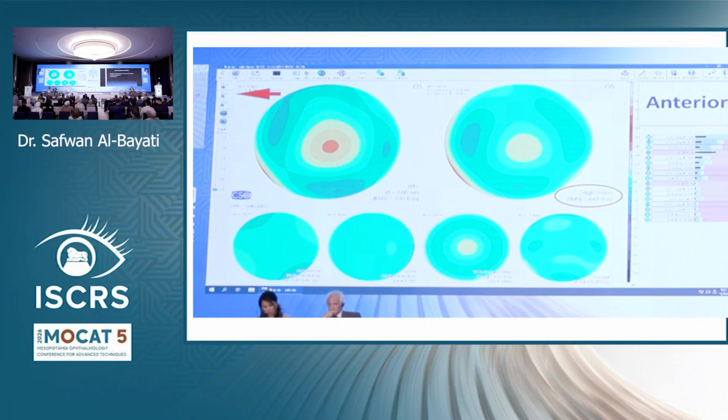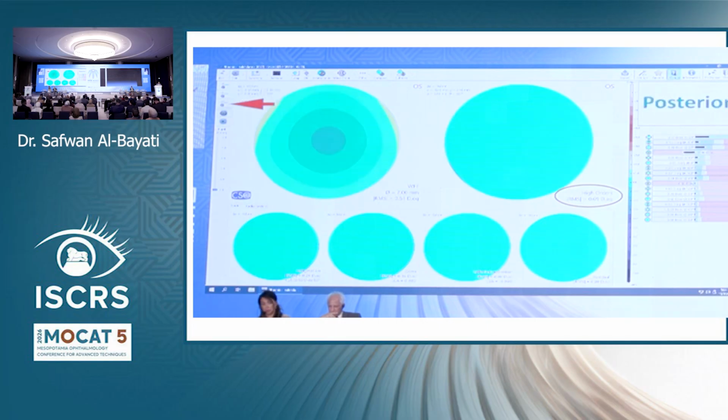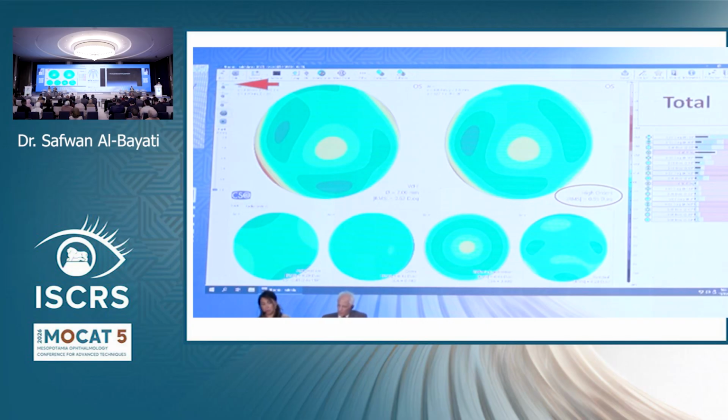And that's what we are saying. We are treating now the anterior corneal high order aberration map, and this is the posterior, and this is the total. It's a simple example in a normal person.